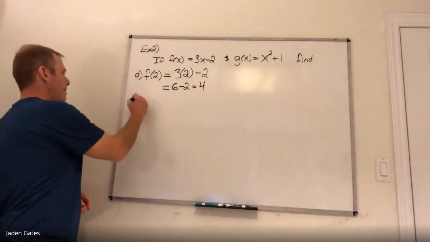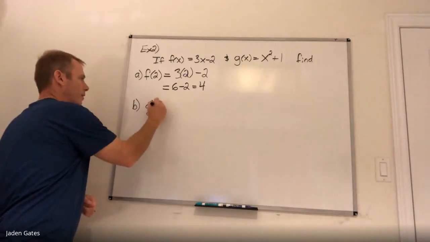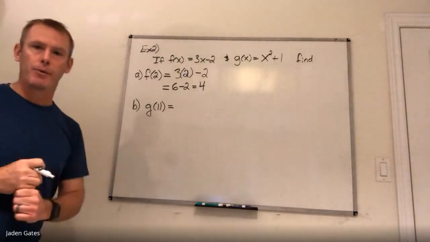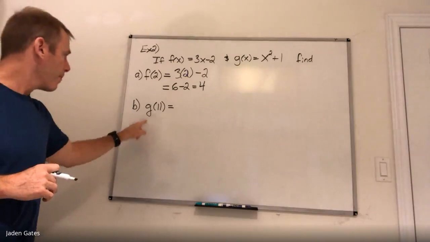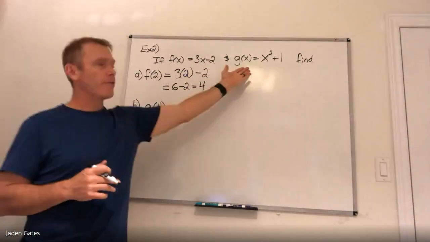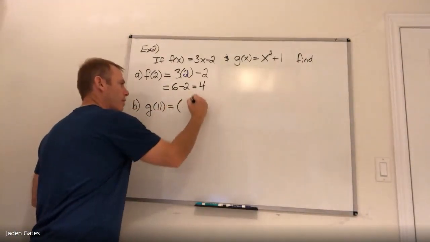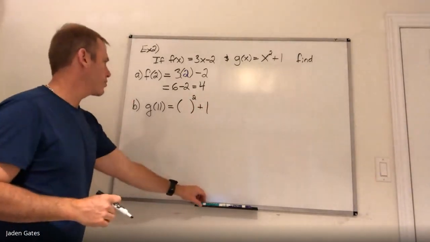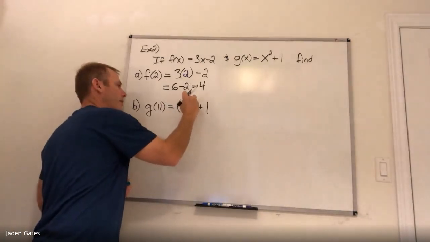All right, B. What else we got here? G of 11. All right, so again, in a similar fashion, in function notation, the g is telling me which equation to use. The 11 is my x value. So I go over to my g of x equation, which is x squared plus 1, but I do know x. So I'm going to put some brackets there, plus 1. And again, the notation is telling me that in this case, the x value actually is 11.